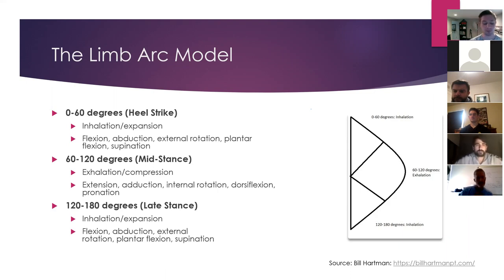Dude's really, really smart. So from 0 to 60 degrees, we're talking about flexion here. Imagine a squat. This is the easiest way to explain it to people. But usually when I'm talking about the limb arc model, I'm talking about shoulder flexion or hip flexion. So let's just imagine a squat for the purposes of simplicity. So from 0 to 60 degrees of hip flexion, that's correlated with heel strike. And we'll talk about that more next week. But 0 to 60 degrees, when I start descending into the hole in a squat, this is a flexion, abduction, external rotation, plantar flexion, and supination bias within my lower body.